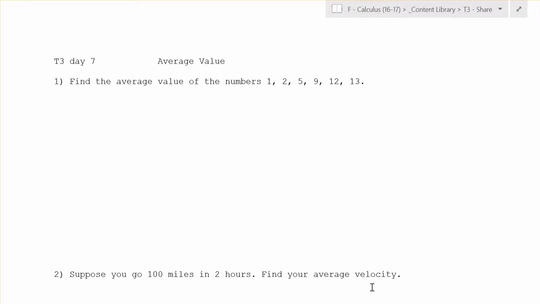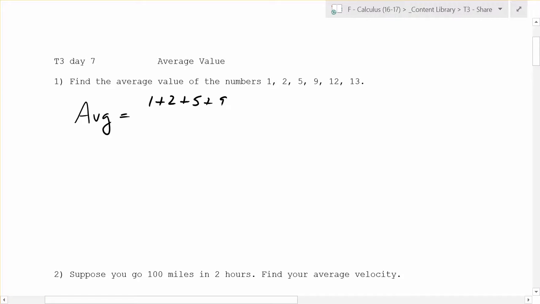I think you meant to say how many numbers there are? Yeah, or how many, right? So to do this, you've done this many times before: an average is going to be the sum of all of the elements divided by 6, which is the number of elements. And that would be the average of those things.